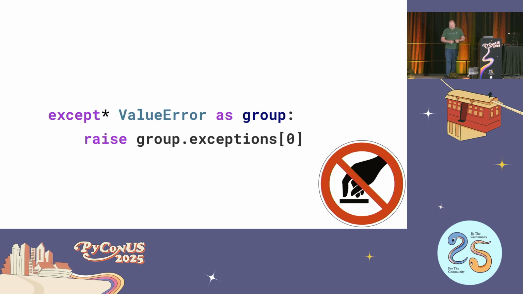If you think, okay, I got an exception group containing only value errors, I have seen very much code that does this. It says, okay, get the list of exceptions from the group and raise the first exception. I want to take shouted suggestions from the audience. What's wrong with this code? Do not write this code. What's wrong with this code?